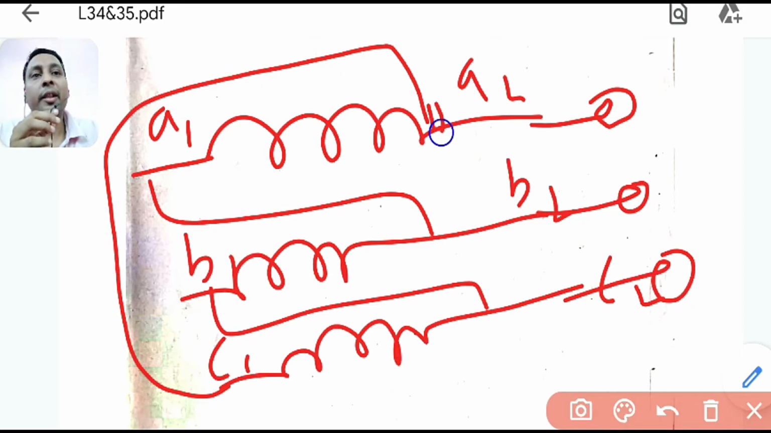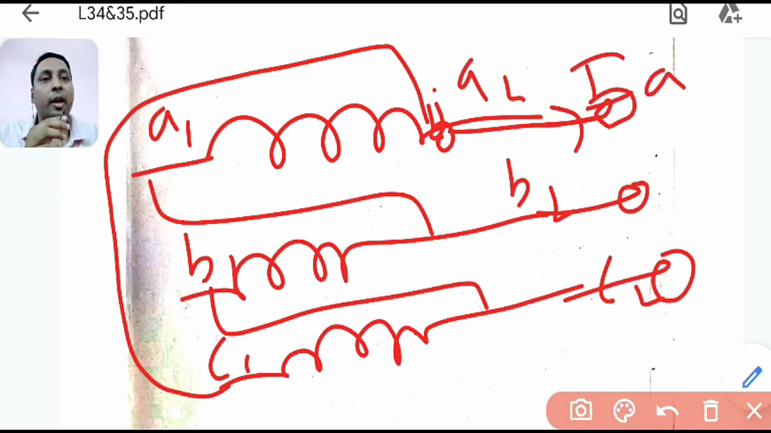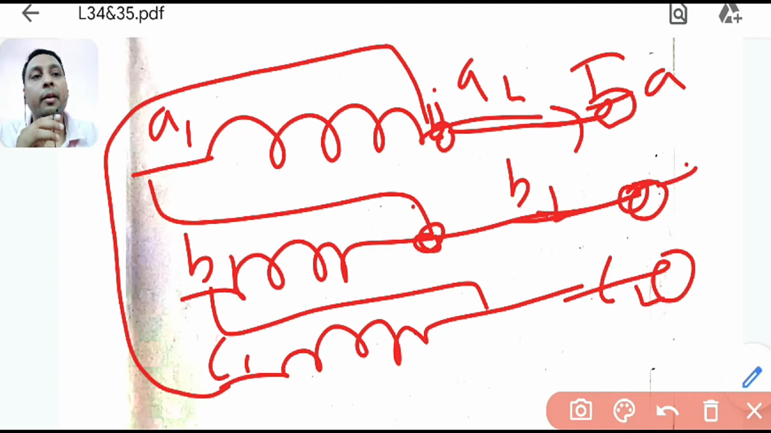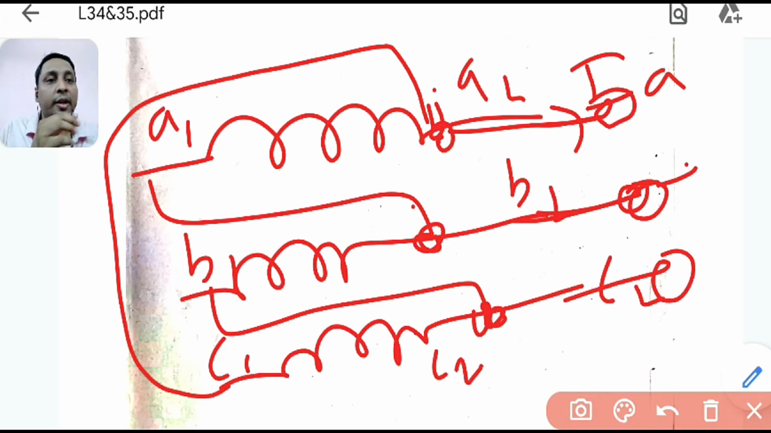So the terminal from which I am taking current IA, who is connected there? A and C. And when I take out the B terminal, what is connected there? B and A. And if C is connected, what is it? It is C2 and B1. So C and B. So the reverse way also you can do.